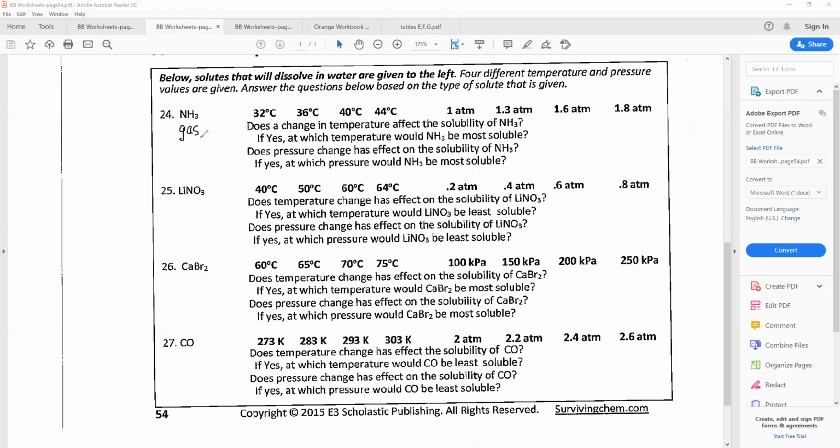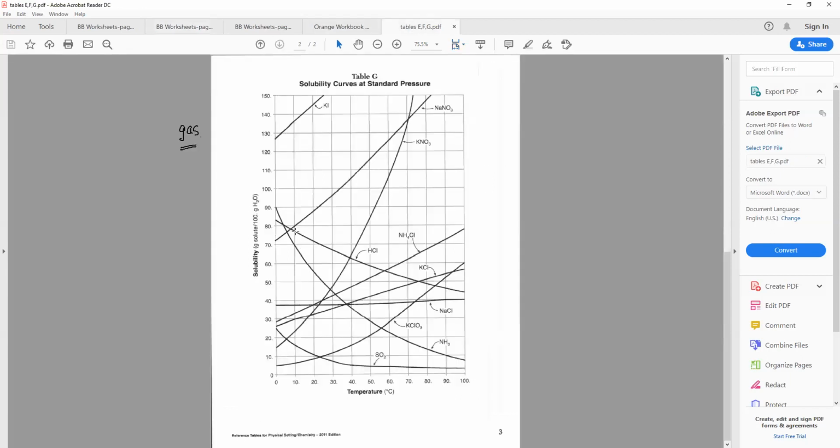So now it's asking, if it's a gas, let's go with the temperature. Which one does a change in temperature affect the solubility of NH3? Well, it's a gas, and if we ever forget, we're going to go on table G. NH3, what do we see? Where is NH3? It's right here. Let me just highlight it. There is NH3.